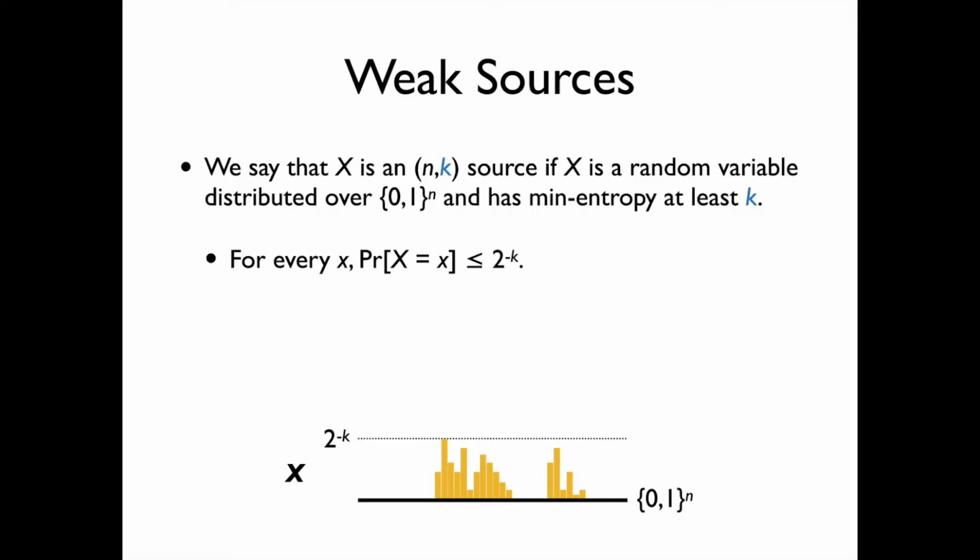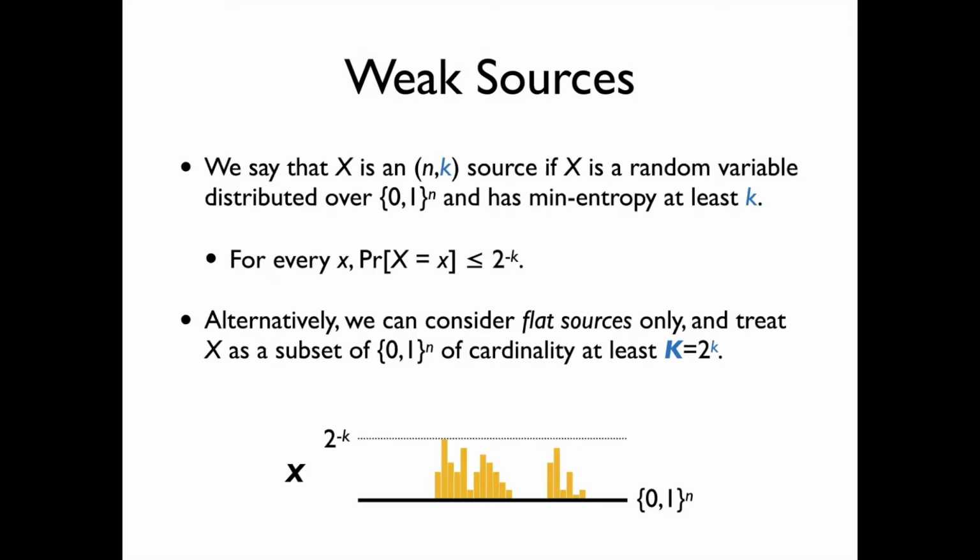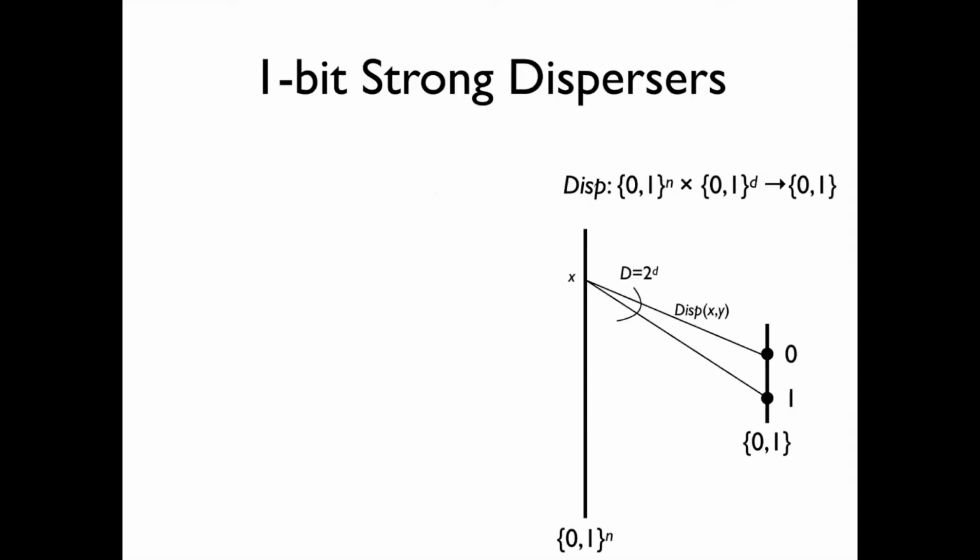Here you have an example for a distribution with min-entropy k. Alternatively, we can consider flat sources only and treat X as just a subset of {0,1}^n of cardinality at least 2^k, which we denote by capital K. Here is a flat source.